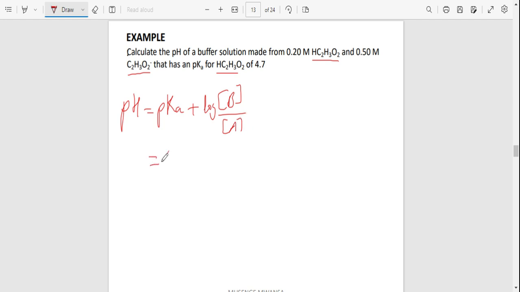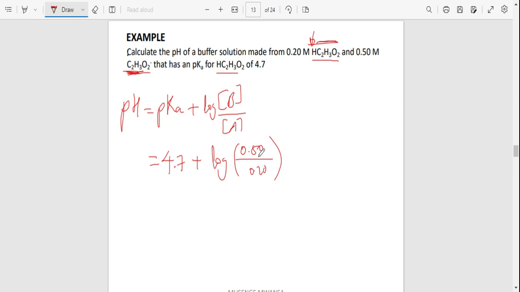This is going to give us, for pKa we've already been given 4.7, and then log of base over acid. Now I already said that acid and base only differ by a proton. Acids have got one proton more than the base. So meaning that this is going to be the base and then this is going to be the acid. For the base, the concentration is 0.50. The acid, the concentration is 0.20.